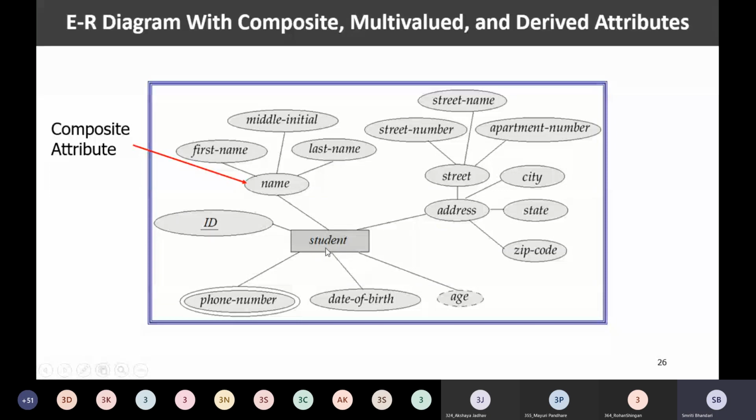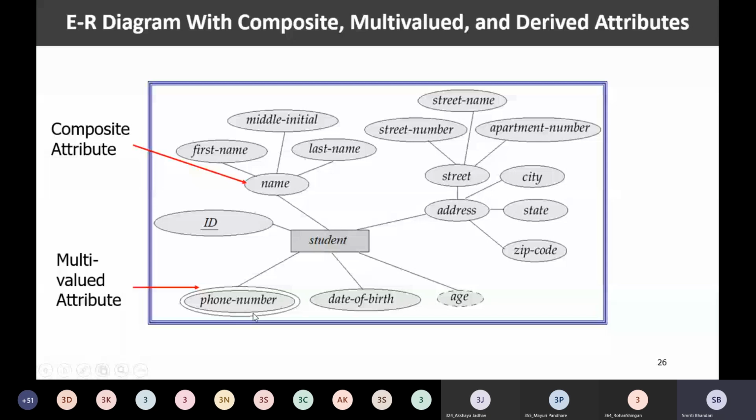Now name is one of the attributes for student, but name is a composite attribute described with three subparts: first name, middle initial and last name. To denote the composite attribute, we make use of this notation. The attribute is name, and we have three subparts of this name. Those subparts are linked to this composite attribute name. So this is how the composite attribute is denoted in an ER diagram.